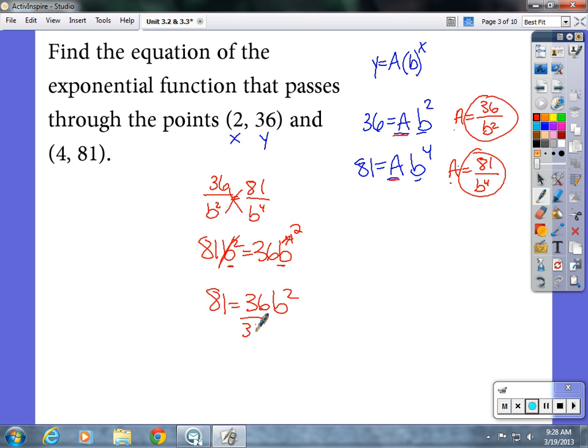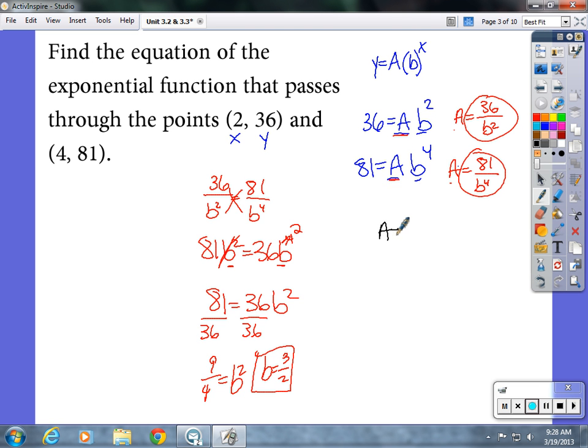Divide by 36. Okay, 81 over 36 reduces to 9/4 equaling b squared. And if I take the square root of both sides, b ends up being 3 halves, or 1.5. So now that I have b, I can come back up here, substitute, and find a.